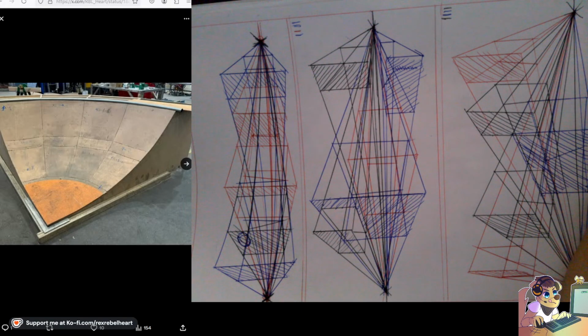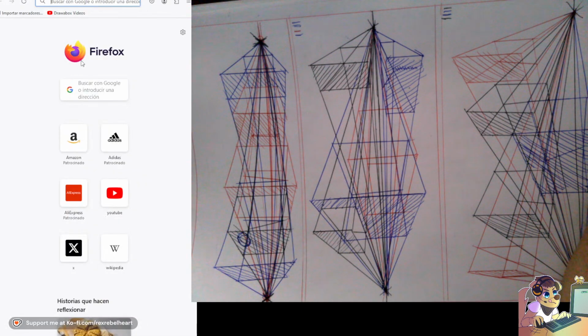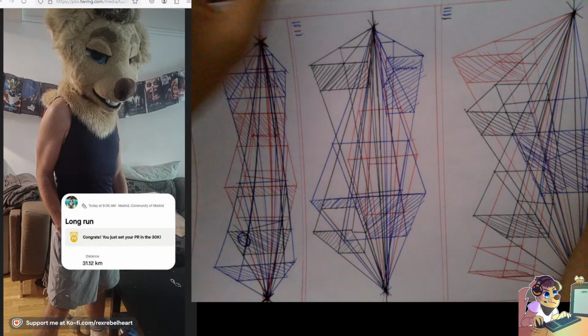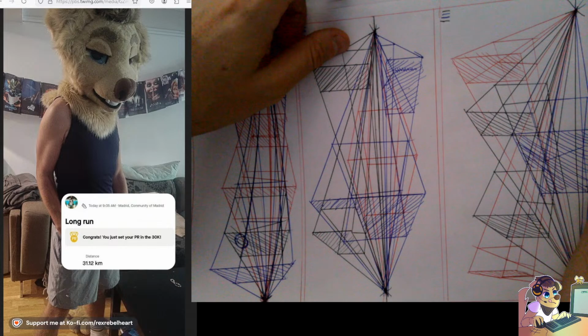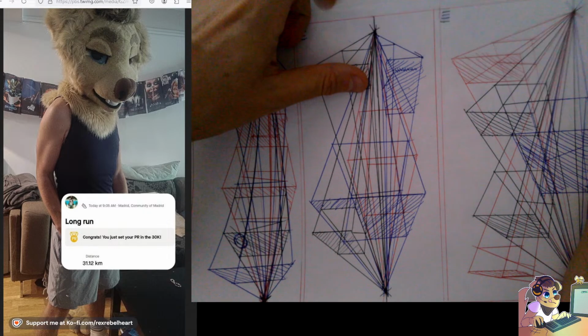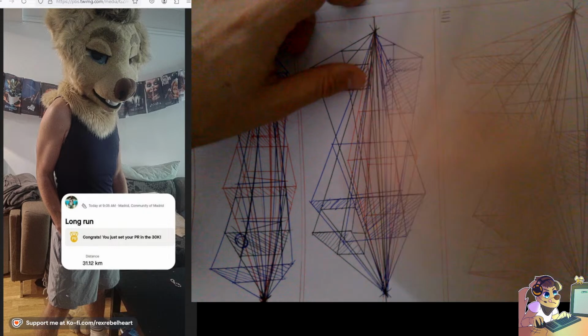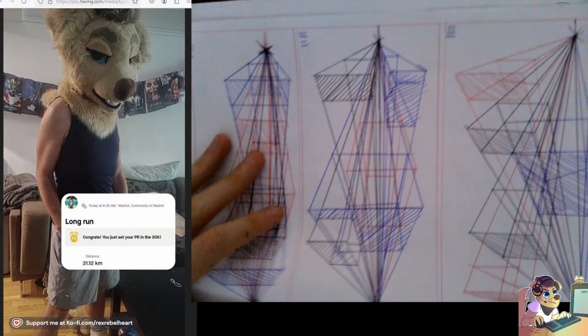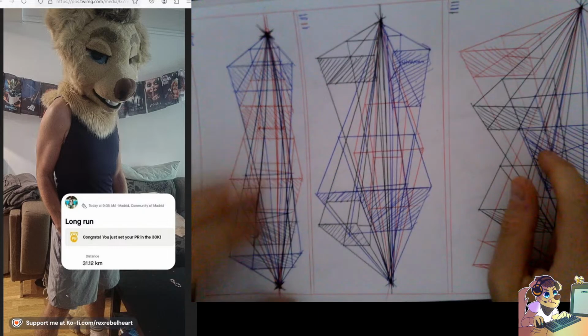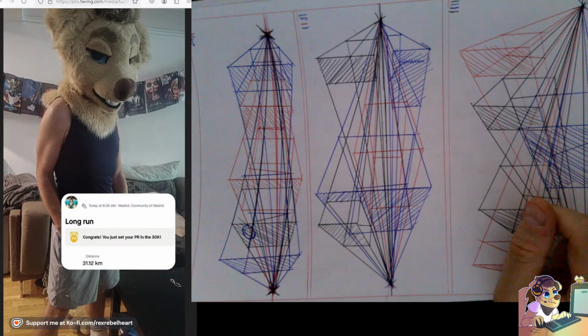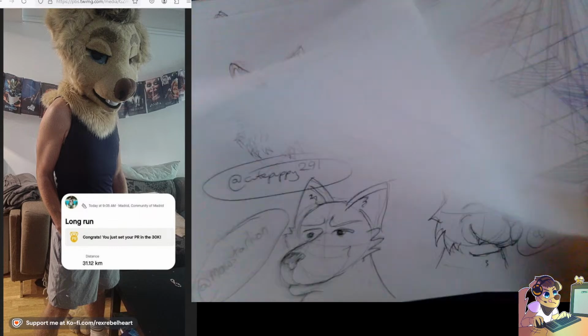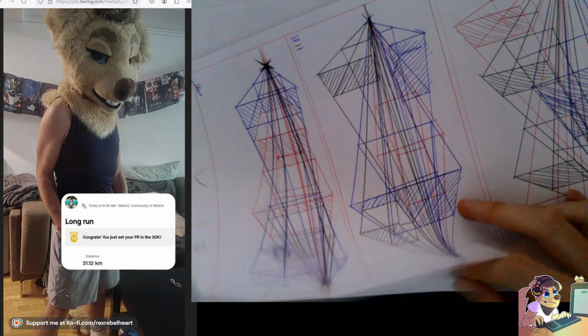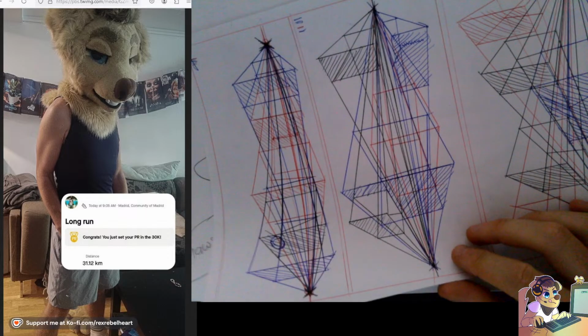And then after the bowl, we got ourselves 31 kilometers. You know, new frickin' PR in the 30K. And then we spent 90 minutes on classes and drawing these 2-point perspectives. And then we did this.